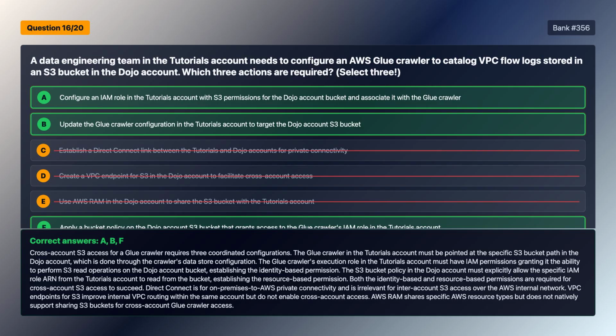Direct Connect is for on-premises to AWS private connectivity and is irrelevant for inter-account S3 access over the AWS internal network. VPC endpoints for S3 improve internal VPC routing within the same account but do not enable cross-account access. AWS RAM shares specific AWS resource types but does not natively support sharing S3 buckets for cross-account Glue crawler access.